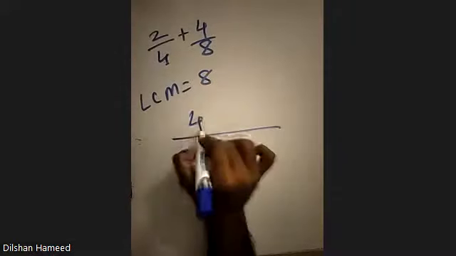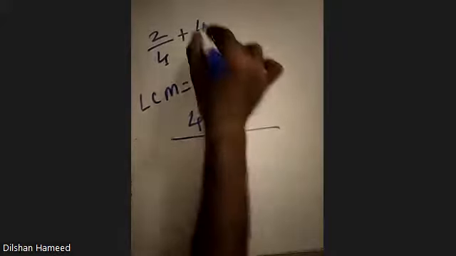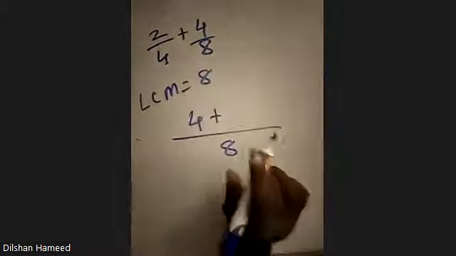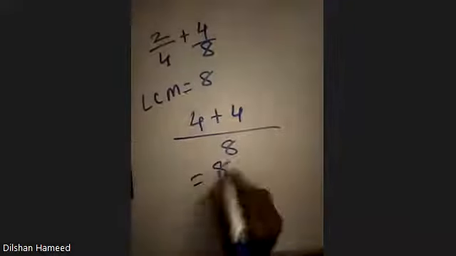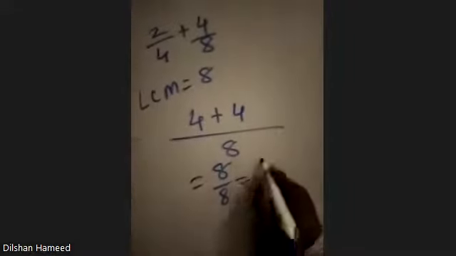So 2 multiplied by the numerator 2, 2 2s are 4. And here you have the same denominator. So you don't have to do anything, because how many 8s are there in the 8? 1. So 4 multiplied by 1 is 4. So that is equal to 8 upon 8. That's equal to 1.